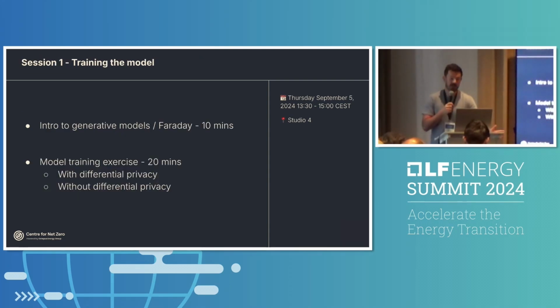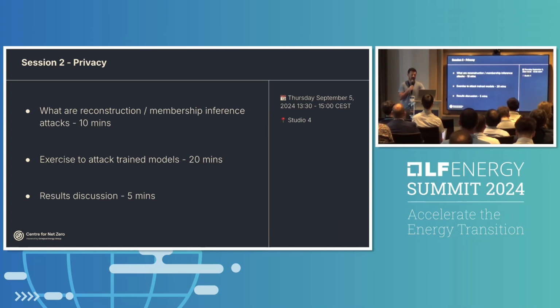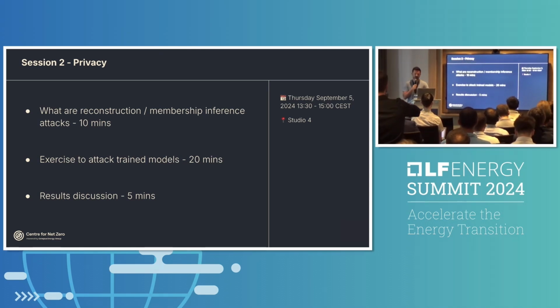Training the model, we're going to introduce you to generative models in general and how Faraday works. And then we'll have a notebook where you can train the model with and without differential privacy. Then privacy, we were going to talk about the two main methods we used to determine how private the data is, and that is reconstruction and membership inference attacks, and the specific things we did related to smart meter data, which is different to normal methods. And then we're going to run through an exercise to attack these models.